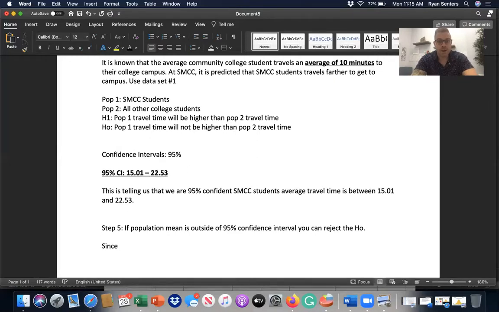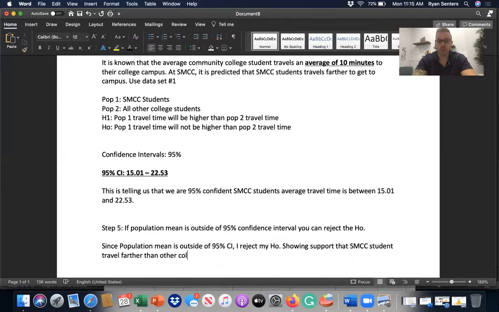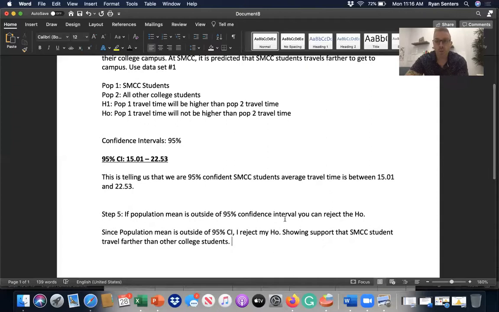So, since the population mean is outside of the 95% CI, I reject my null, showing support that SMCC students travel farther than other college students. So this is providing a range, and this is the general conclusion that you're trying to get here. That kind of summarizes what we're going to be doing for this week.